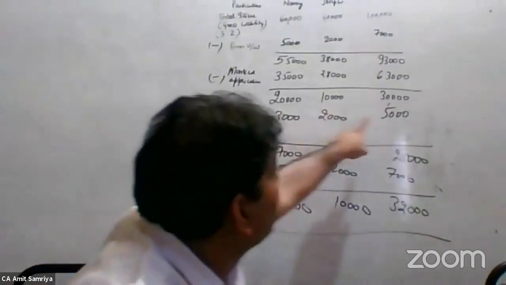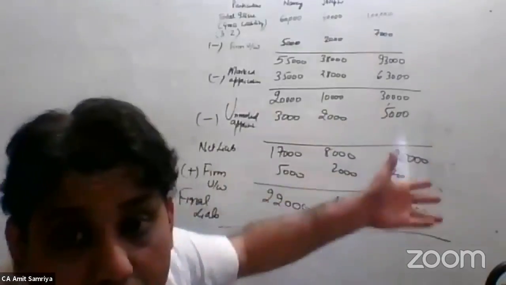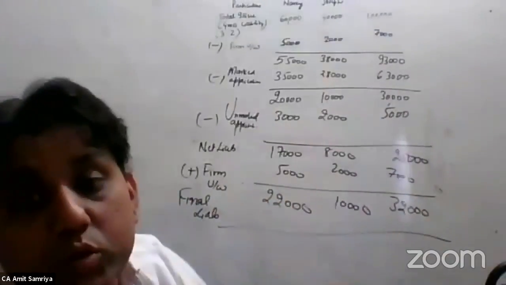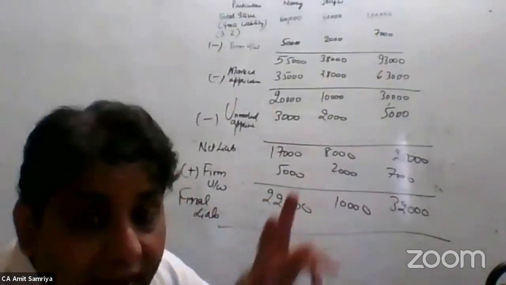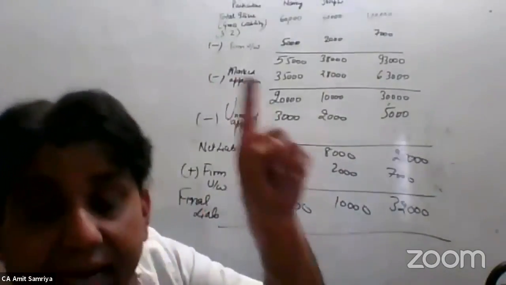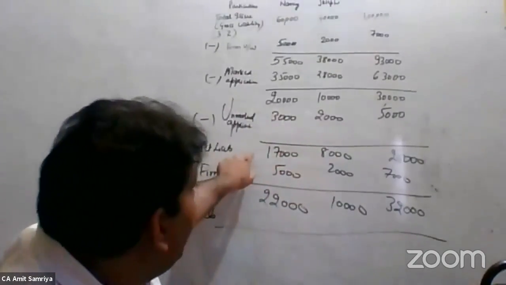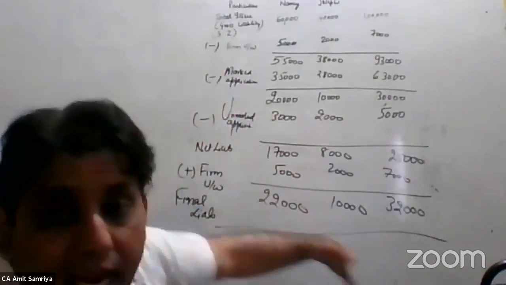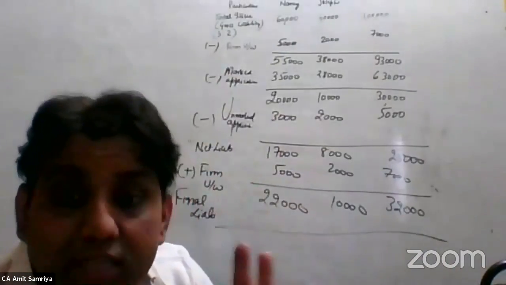Yes, they get the benefit of this 5,000 unmarked application. If there is no unmarked application, their liability is more. Since there is unmarked application, their liability is reduced. So underwriters have two liabilities. One is the firm underwriting shares liability and another liability is this net liability. And the net liability plus firm underwriting, you will get the total liability. It is in a very simple manner.